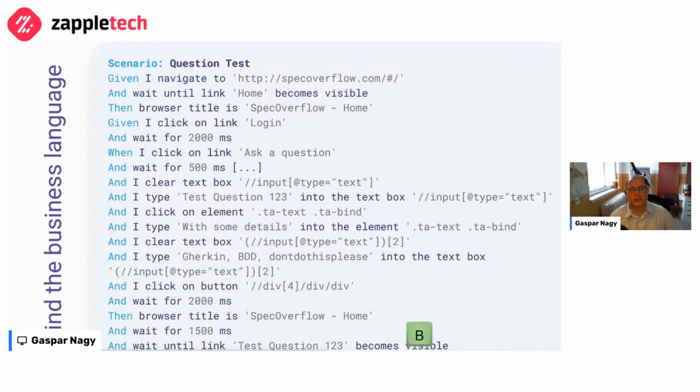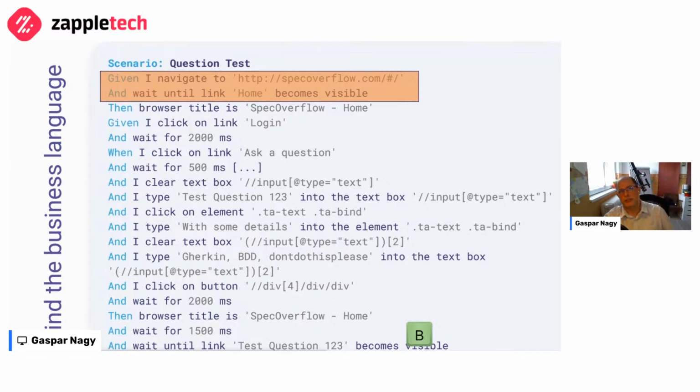Navigating to a URL, waiting for some time, or clicking on a button, that's browser interaction. That's not the language that our business is really talking. And if you would like to rephrase this to the business language, unfortunately, we have to do the hard work of analyzing this scenario and try to understand what we originally wanted to describe with these steps. So let's do a couple of steps like that.